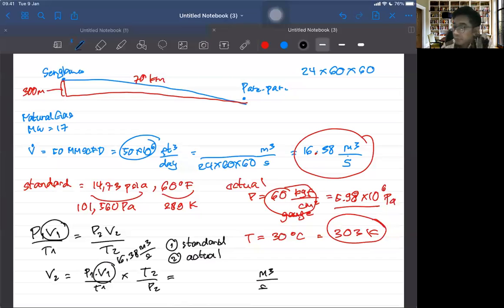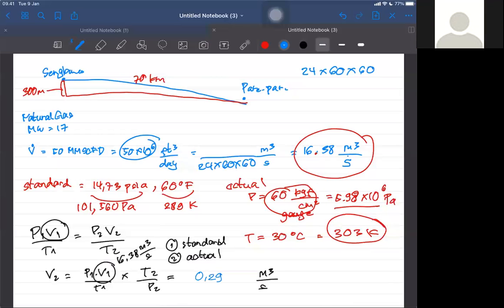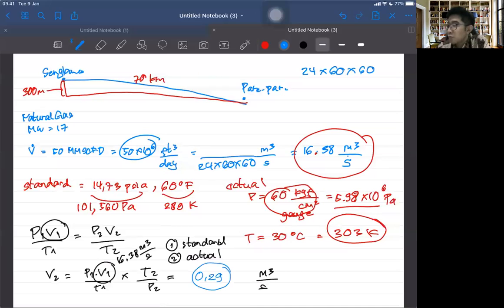How much? I got 0.29, sir. 0.29. How about the other? I got the same. Okay, so this one is the volumetric flow rate of the actual flow from Sengkang to Parepare. Okay, what is the question?